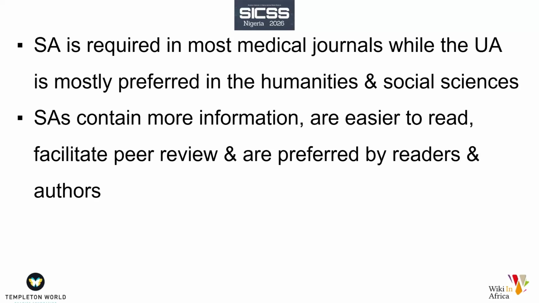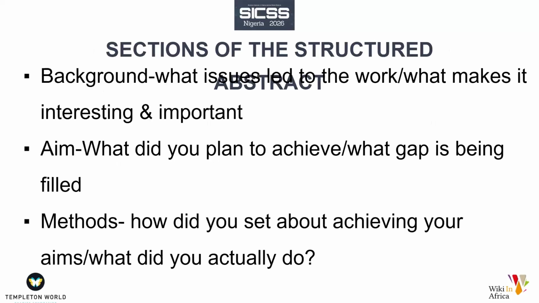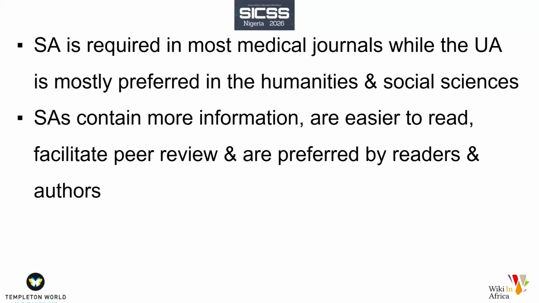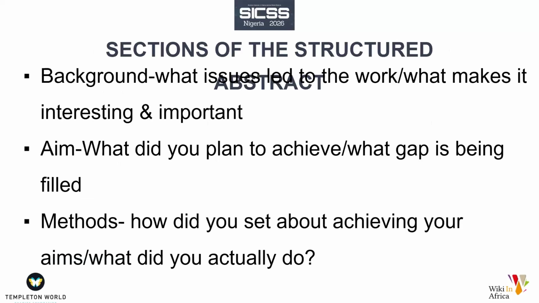The structured abstract is required in most medical journals, while the unstructured abstract is usually preferred in the humanities and social sciences. Is there a benefit to the structured abstract? The structured abstract contains more information, is easier to read, facilitates peer review, and is preferred by readers and authors. Research has found this.